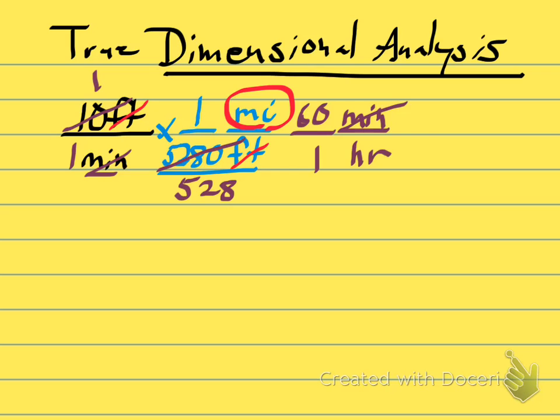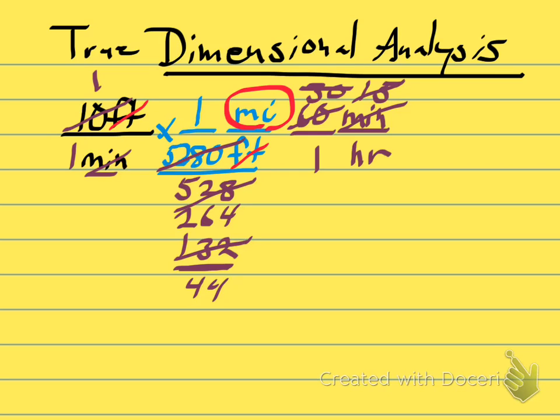Now 528 and 60 are both even numbers, so let's take another 2 out. This will be 30, and this will be 264. And they're still both even, so take another 2 out. This is now down to 15, and this will be 132. Now 15 is not even anymore, but it is divisible by 3, and so is 132, because it adds up to 6. So we take a 3 out, and we get 44 here, and we take a 3 out here, we get 5. I think we're done.